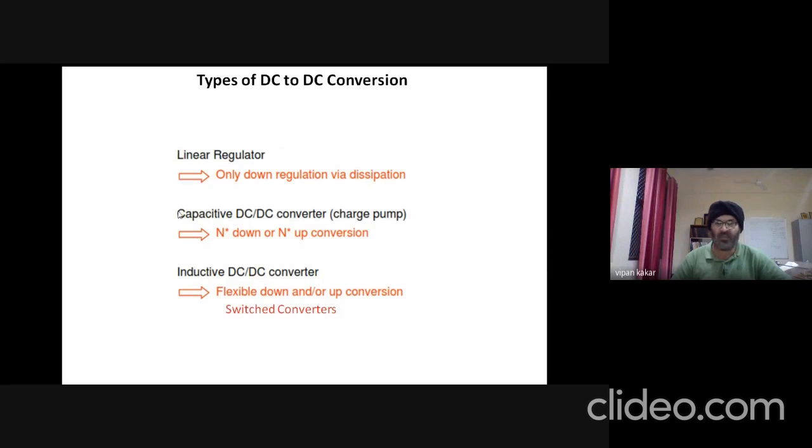Capacitive converters, known as charge pumps, are also not part of this course. Inductive DC to DC converters are part of the syllabus. They actually have flexibility, and flexibility means dynamic scaling. Dynamic scaling gives us the flexibility that within this range, you can have any decision on the voltage level over here. They are also called switched converters.